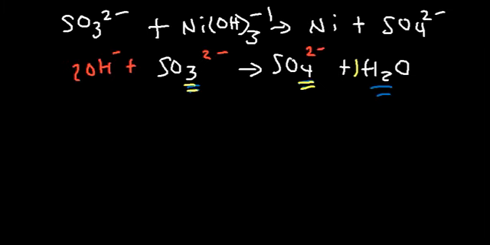And now it's balanced. The total charge on the left side is -4. This is -2, that's -2, so -4. On the right side, the total charge is -2, and they differ by 2. So the right side has a higher charge. -2 is higher than -4 on the number line. So we're going to add 2 electrons. So that half reaction is balanced. Now let's look at the other half.